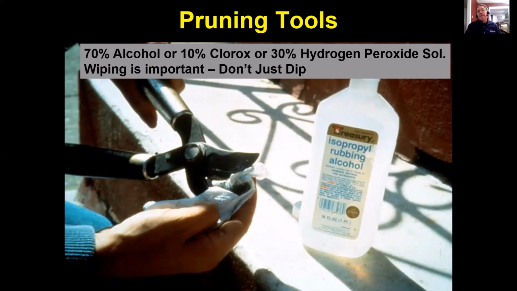So you could use a 70% alcohol, so 70% alcohol, 30% water. You could use a 10% Clorox, or you could use a 30% hydrogen peroxide solution. Your decision what you use. Wiping is good also because any of these chemicals are corrosive, right? I know someone who sprays Lysol on her tools and wipes them down. That's fine. You probably want to put a little bit of WD-40 and some grease in there to keep them from rusting and corroding. But that material will get rid of the bacterial ooze and the fungal spores. And again, not just dipping, wipe them when you're done, right?